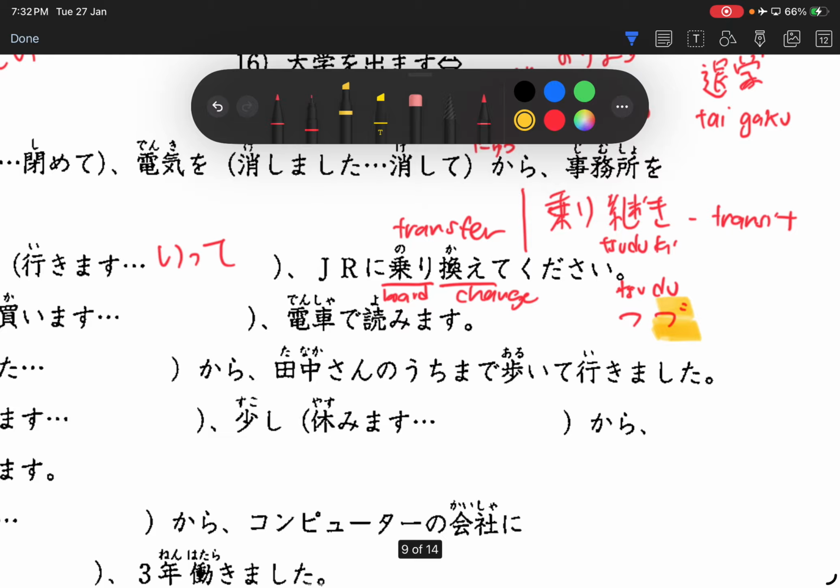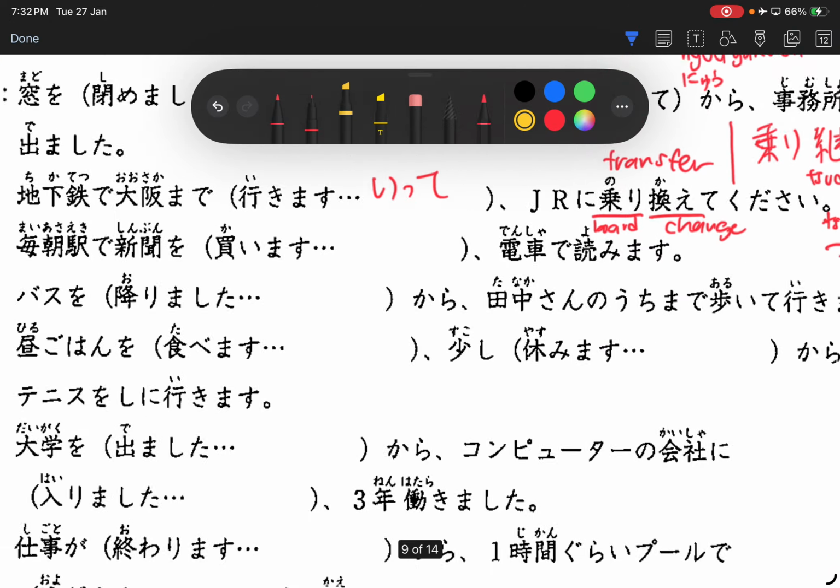So you might be thinking, why at the airport they don't use norikaimasu. Technically you are continuing on with the journey. You're not really changing airline or changing anything. You are there for transit. So transit we call it noritsuzuki.